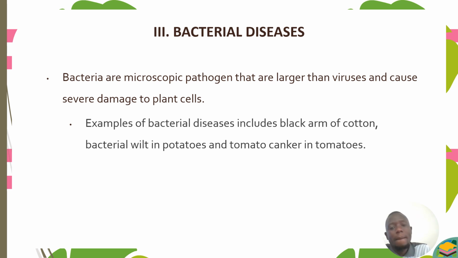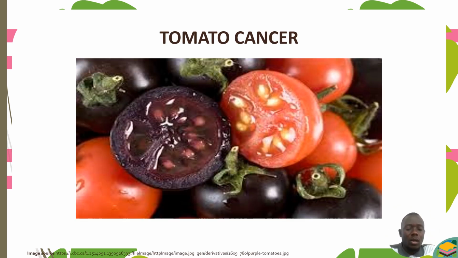So let's now look at bacterial diseases. Bacteria are microscopic also, but they are larger than viruses and cause severe damage to plant cells. They cause severe damage to plant cells, but these bacteria are larger as compared to viruses, meaning viruses are so small. Examples of bacterial diseases include black arm of cotton, bacterial wilt in tomatoes, and tomato canker in tomato. This picture is about tomato canker and is an example of a bacterial disease.